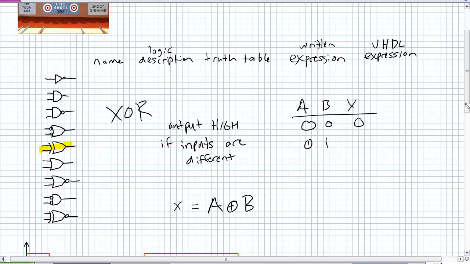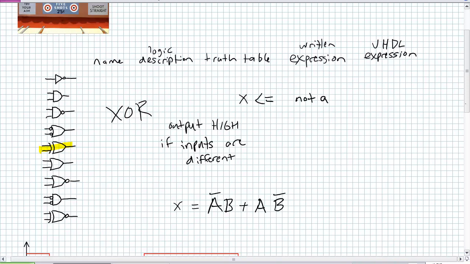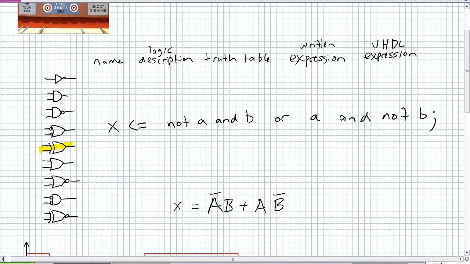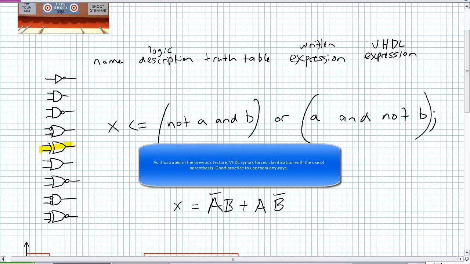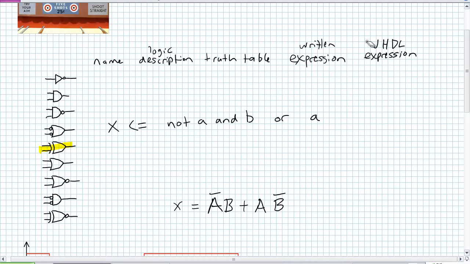How do you write this thing in VHDL? Well, like I said, it's such a common gate, it's got its own special word. X is assigned A exclusive OR B, semicolon. If I wanted to write the SOP expression, how would I do that? In VHDL, X is assigned not A and B, or A and not B. I'm going to write this on one line. Do I need parentheses? Not really. Will it make it more readable? Yes. If I want to be absolutely certain, I can do something like that too. A little bonus about VHDL order of operations there.